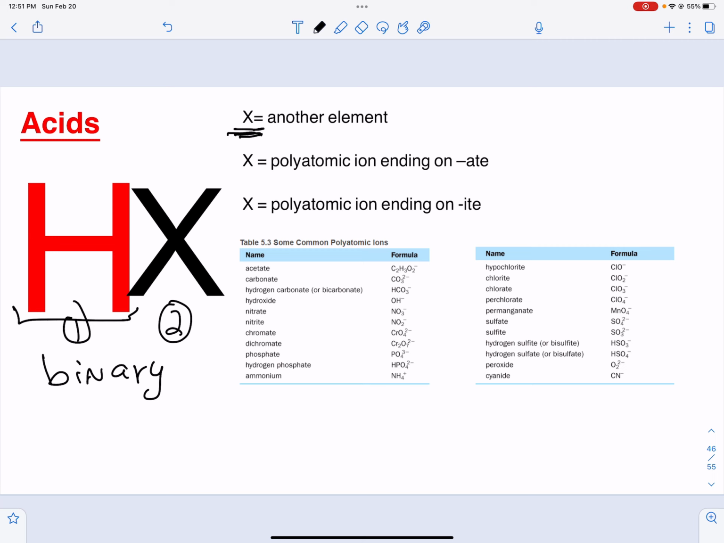The X can also be a polyatomic ion that ends on ate, like acetate, carbonate, hydrogen carbonate, nitrate, chromate, dichromate, phosphate, hydrogen phosphate, chlorate, perchlorate, permanganate, sulfate, hydrogen sulfate. So those are the ones that end on ate.